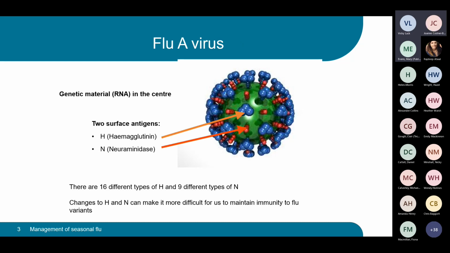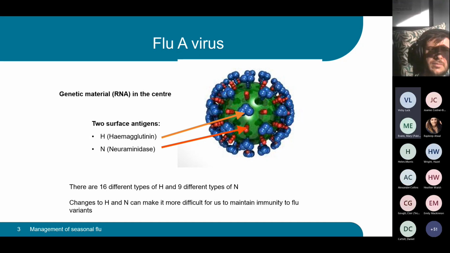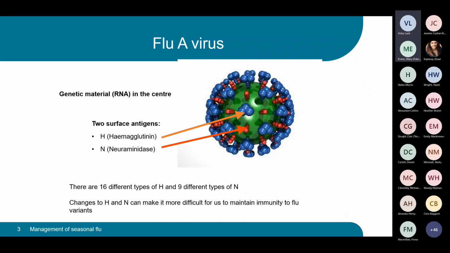Okay, so a little bit about the science. I'm not a scientist, so just bear with me. So the flu virus A consists of 2 surface antigens, as you can see on the little diagram. We've got the little red ones, which is the N, the neuraminidase antigens, and then we've also got the blue ones, which is the hemagglutinin.